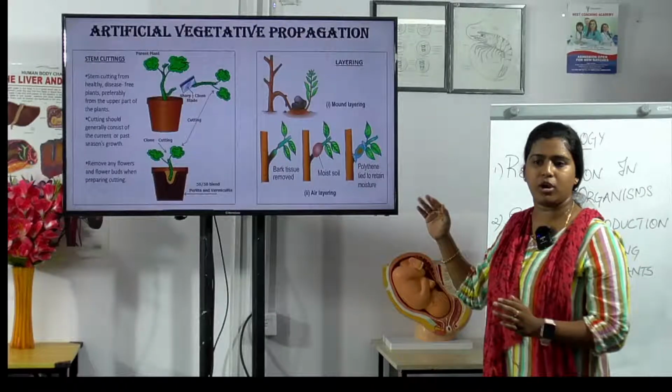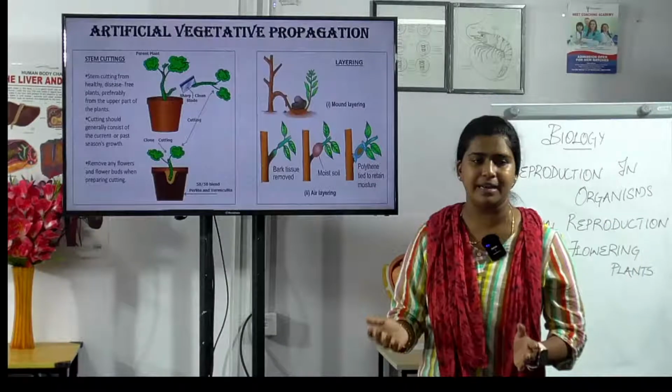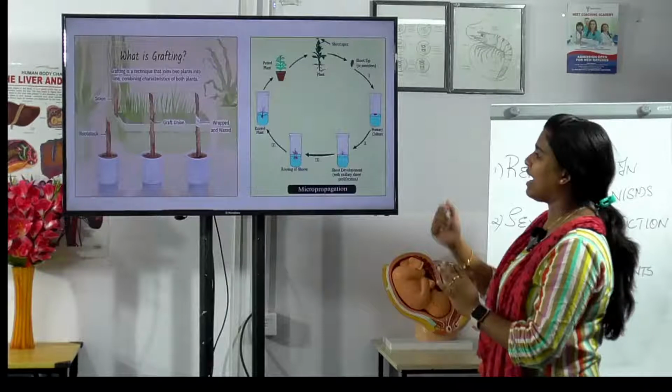They select the plants and then cut the specific region whichever we want, and then attach it and wrap it with wax. So they can give a new desired plant.